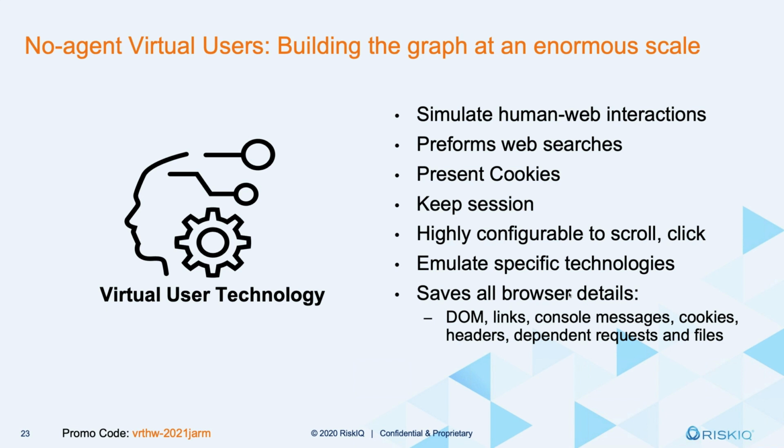And we save that full document object model. And because of that, we're able to pull things out. We can get the links, the console messages, the cookies, the headers, the dependent requests, and the files that are associated with it. And we have them all. And then we use that information to build our data sets and collect things together.